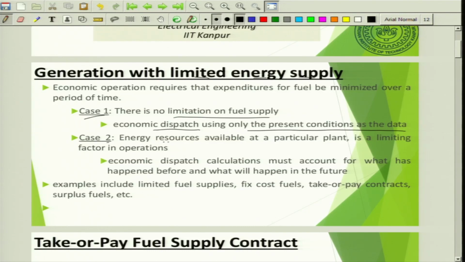Now case 2 is energy resources available at a particular plant is a limiting factor in operations. So the economic dispatch calculations must account for what has happened before and what will happen in the future. That means what is the fuel constraint as such. The fuel constraint include the limited fuel supplies, fixed cost fuels, take or pay contracts and surplus fuels and all these extremities. So we will just try to explore these aspects.